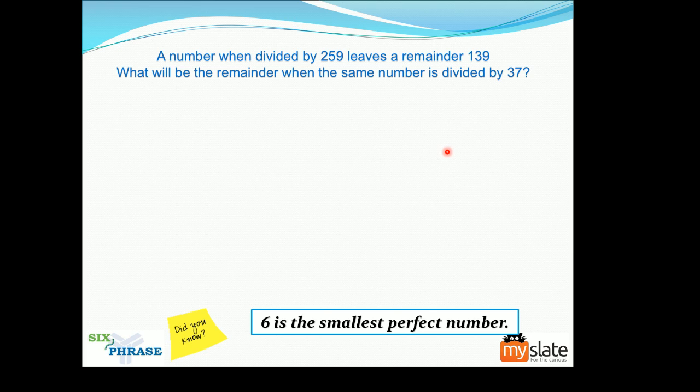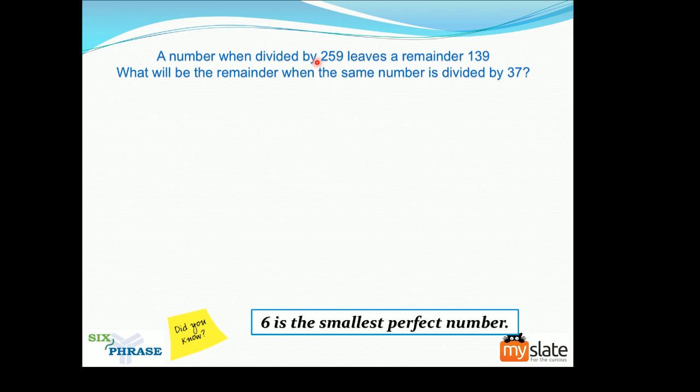Guys, now you tell me, what is the dividend in this question? Yes, that is what we are going to find. It is not given in the question. Dividend is what we are going to find. But what is given is two divisors. One of the divisors is 259, the second divisor is 37. The dividend is not given. That is what you have to find.